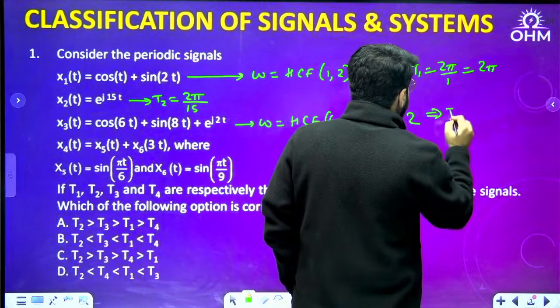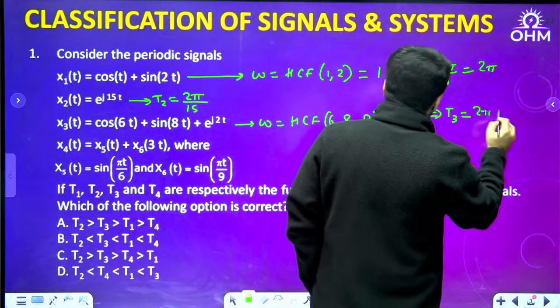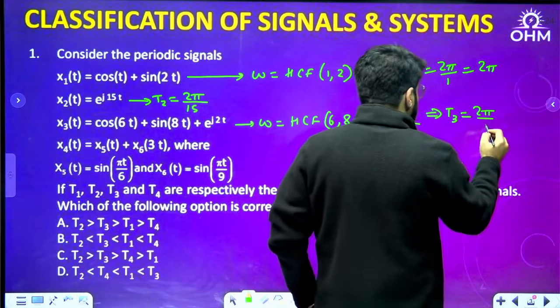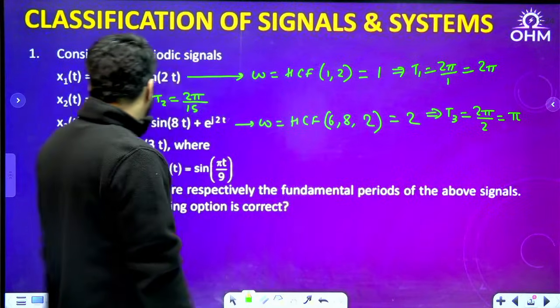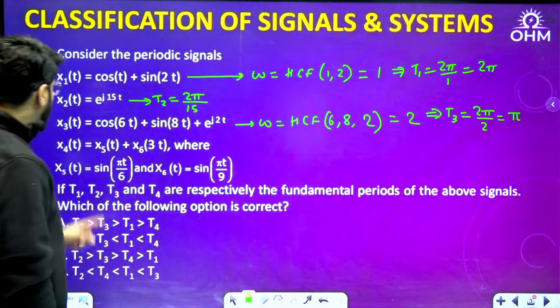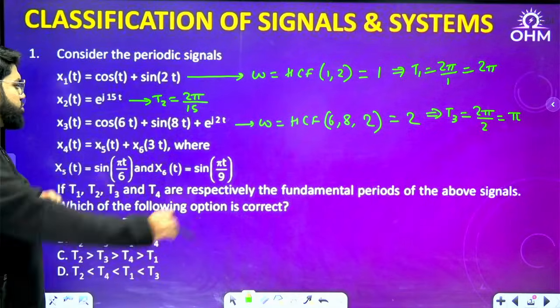So what is this time period T3? 2 pi by omega, and omega is 2 here. Okay, 2 pi by 2, and this is equal to pi. Okay, now the fourth one. What is the fourth one? It is a combination of x5. So what is this x4?